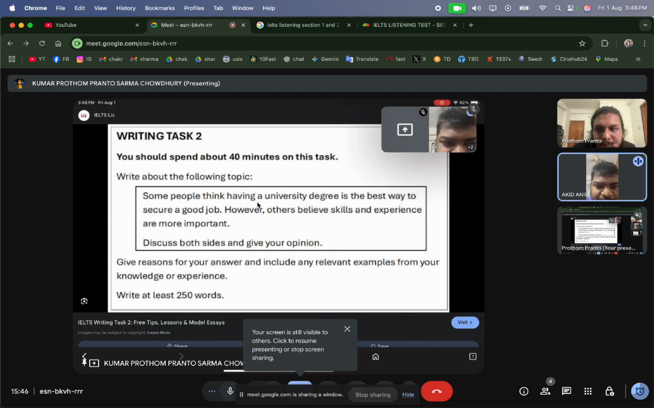Write about the following topic. Some people think having a university degree is the best way to secure a good job. However, others believe skills and experience are more important. Discuss both sides and give your opinion. Okay, so you get the idea, right?